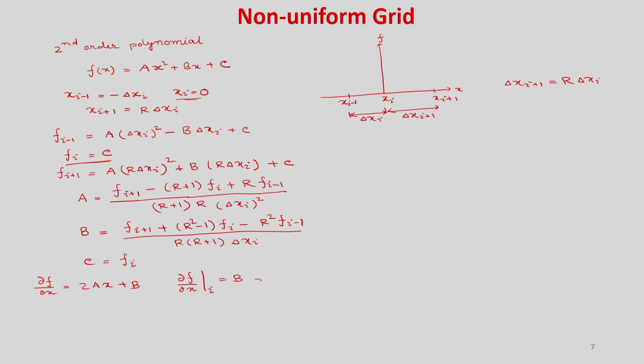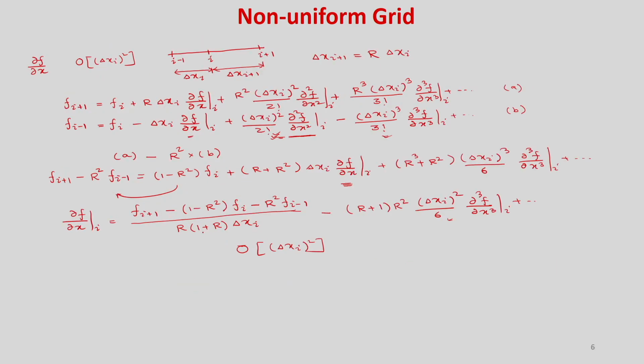So, you will get this expression: phi i plus 1 plus r square minus 1 phi i minus r square phi i minus 1, divided by r into r plus 1 into del xi. Okay. So, what is the order of this approximation? Second order, because we have already derived it in the last slide. Okay. You can see, this is the same expression here, minus 1 minus r square. So, just r square minus 1. So, it will be plus.